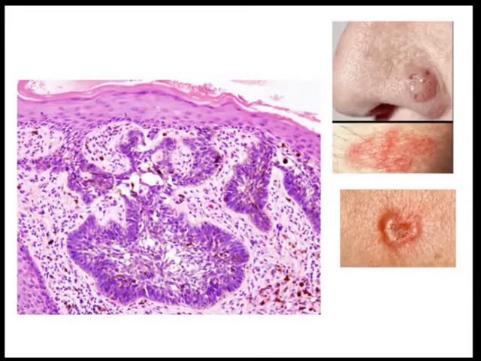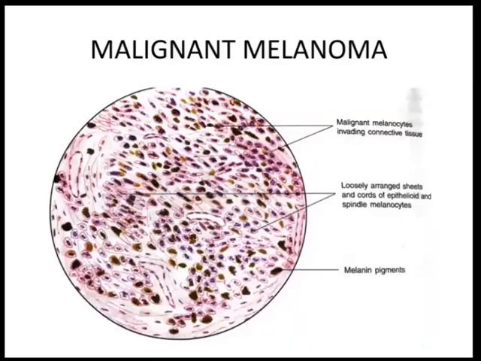To the right side you can see a clinical pic which is seen on the skin. To the left is a histopathological feature wherein you can see islands of epithelial cells invading into the connective tissue, that is the basal cells.